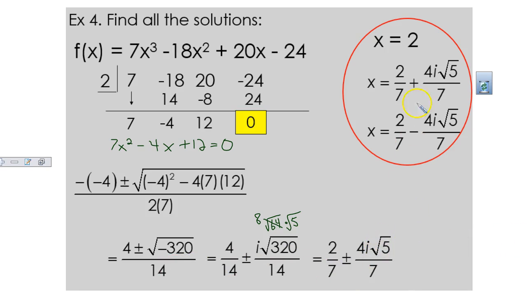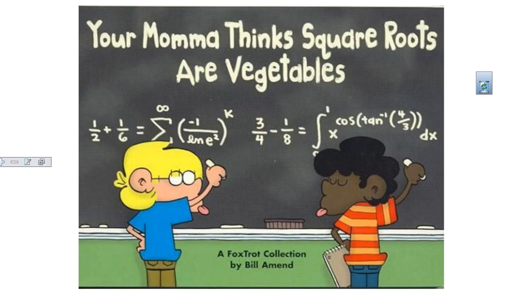We want to list out all of our roots. Positive 2, 2/7 plus 4i root 5 over 7, and 2 over 7 minus 4i root 5 over 7. Remember that it is okay for you to put 2 over 7 plus or minus 4i root 5 over 7. That does represent both of the roots, and it is acceptable, but we've already separated them apart, so we're going to leave it that way.